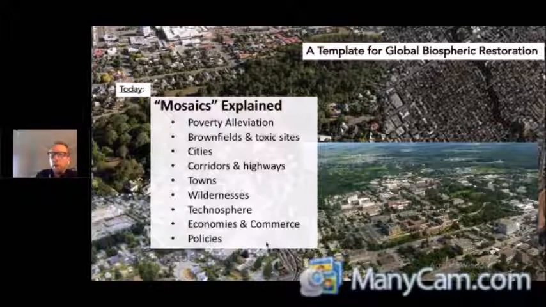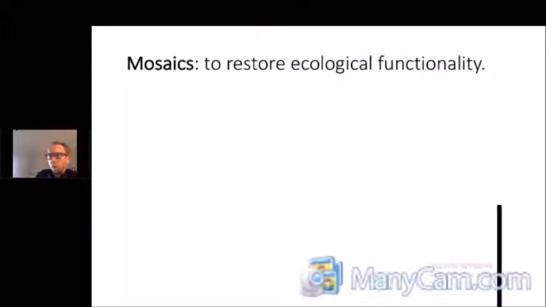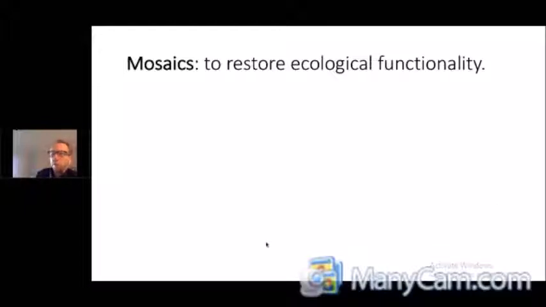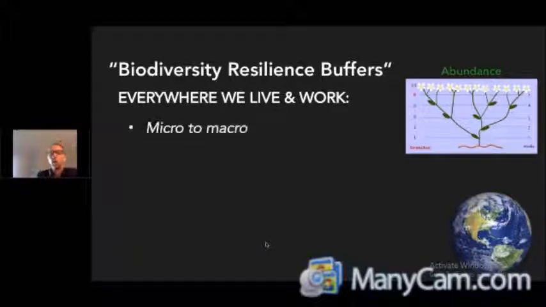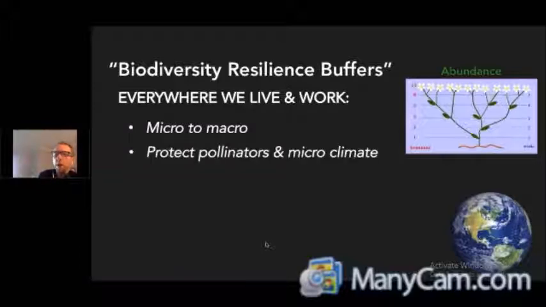The purpose of the mosaic future for humanity and civilization is to restore functions that are currently missing. We've sort of listed some of those here. I call these mosaics biodiversity resilience buffers. They can be at any size, any scale, and we need to install them from the smallest scale to the largest scale. We need to protect and restore them in that way.